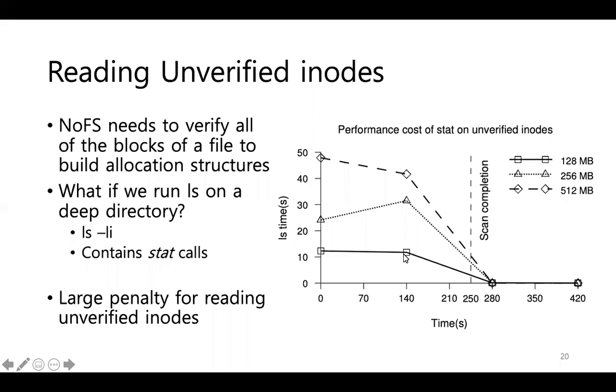So for example, when we run this ls command at 140 seconds and we have 128 megabytes of data in these directories, ls takes about 11 or 12 seconds to complete. And when we have 512 megabytes in the directories, ls takes over 40 seconds just to complete one ls command. So there's quite a serious performance penalty here, but it only applies to the first scan of these unverified blocks after a reboot of the file system. So the penalty is there, but perhaps it could be acceptable if it's just the beginning.